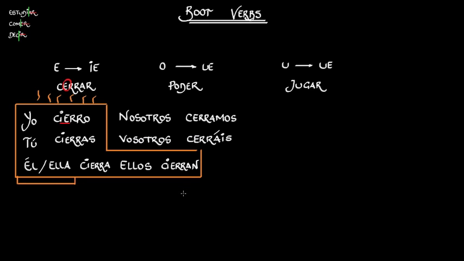Now we're going to move to the second category, the one that changes the O to UE. The procedure is going to be the same, but I would like you to see it manually.